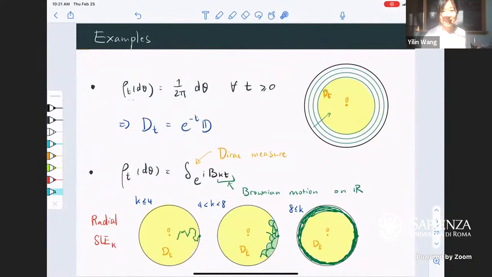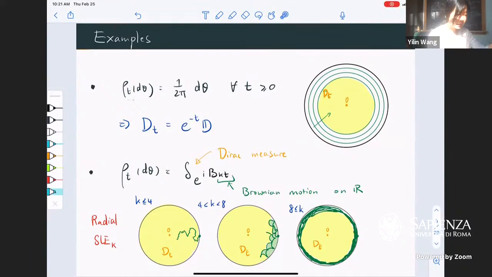Let's start with examples. The simple one: if we take the measure to be uniform, you're pushing inside uniformly everywhere from the circle. What you obtain are concentric disks. Another extreme, which is not absolutely continuous with respect to Lebesgue measure, is a Dirac mass, but at a random place, which follows Brownian motion on the circle, which is just exponential i times the Brownian motion. I'm going to choose the variance of the Brownian motion to be kappa, so that the larger kappa is, the faster this driving measure moves on the circle.